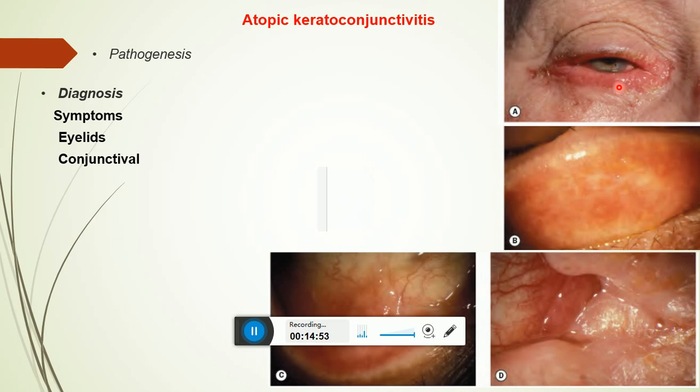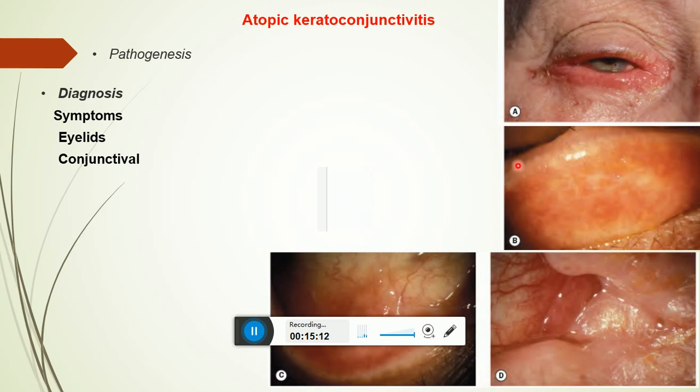Denny-Morgan folds, which are lid skin folds caused by persistent rubbing, tighten up the facial skin and may cause lower lid ectropion and epiphora. Ptosis is uncommon.